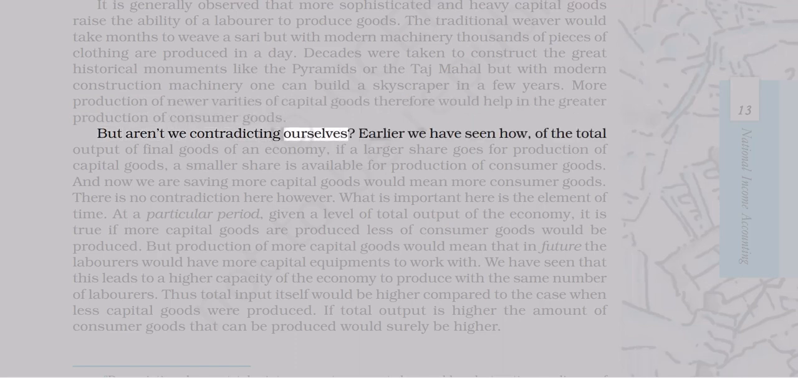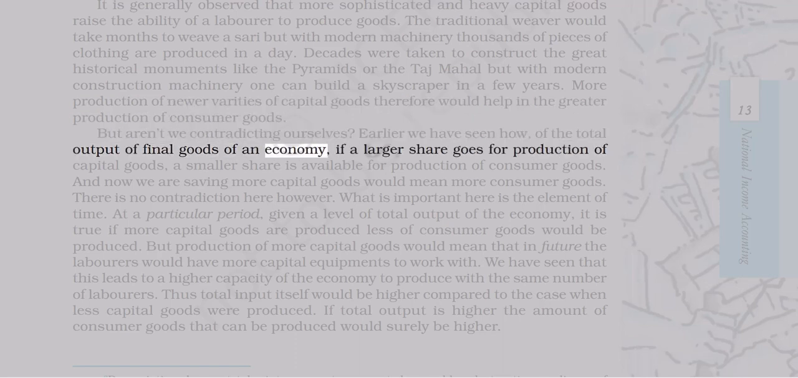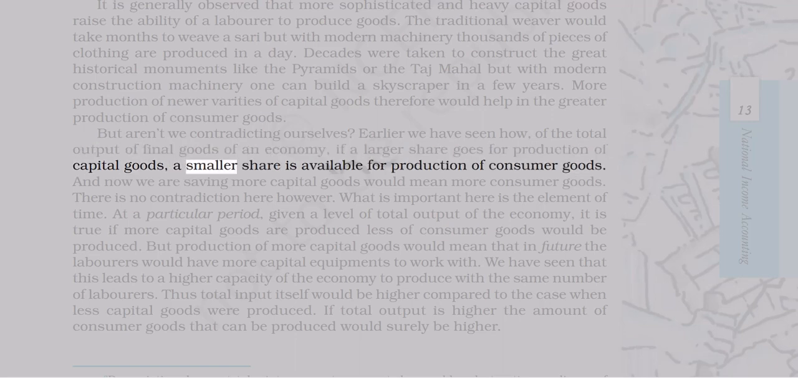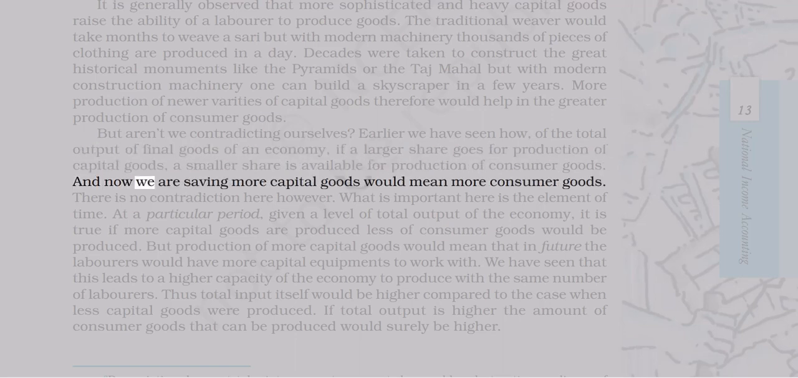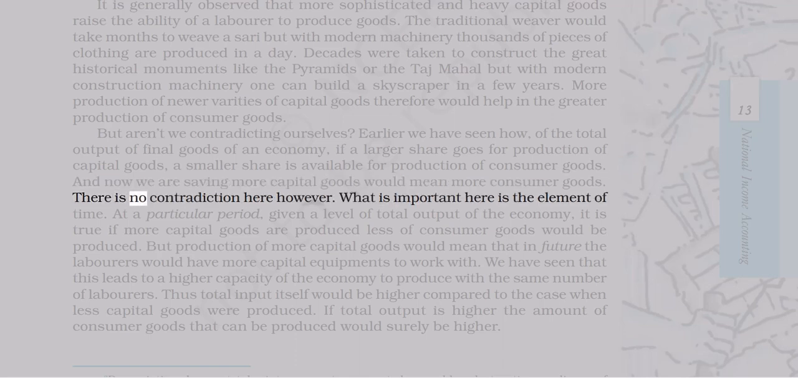But aren't we contradicting ourselves? Earlier we have seen how, of the total output of final goods of an economy, if a larger share goes for production of capital goods, a smaller share is available for production of consumer goods. And now we are saying more capital goods would mean more consumer goods. There is no contradiction here, however.